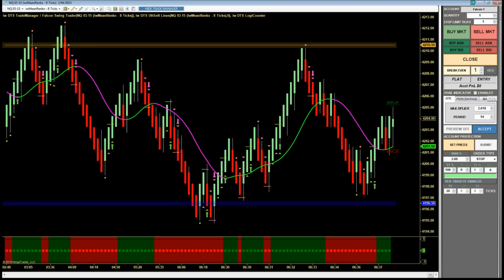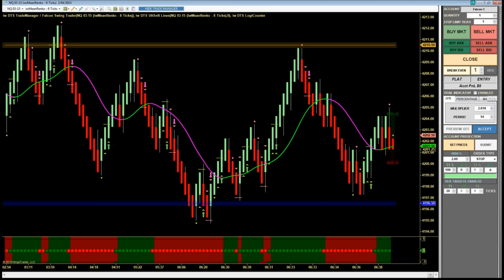Let's take a look now quickly at the Falcon. And I'll load my trade manager on here also. We'll get to the trade manager in a moment. Now, on the Falcon, you're going to notice that we have this colored trend line running through here. This trend line is going to give us our directional bias. And like the other tools, we're looking for everything to be in sync when we take a signal.